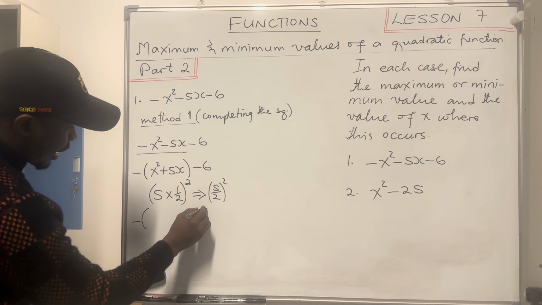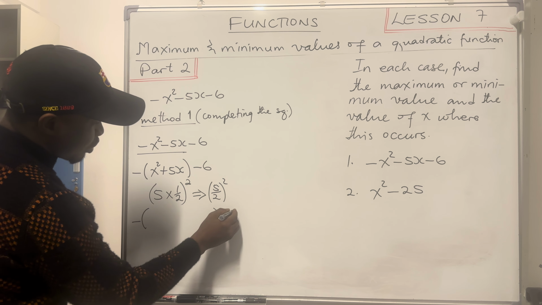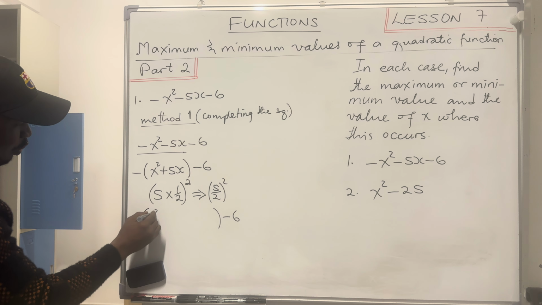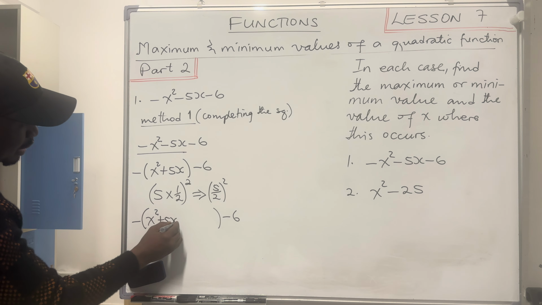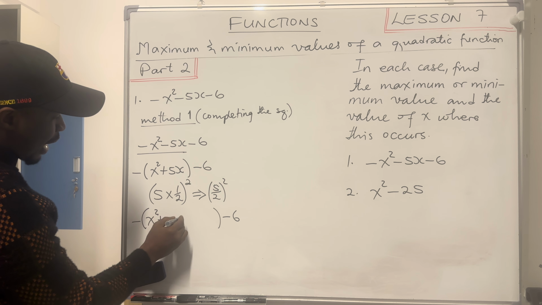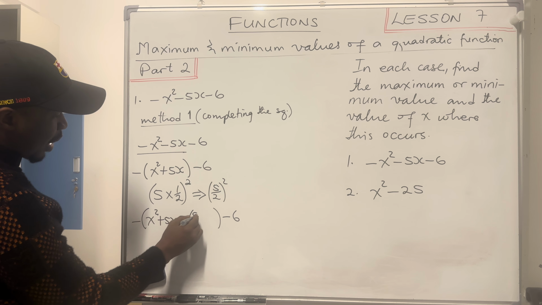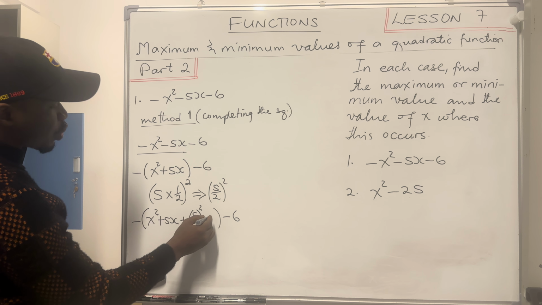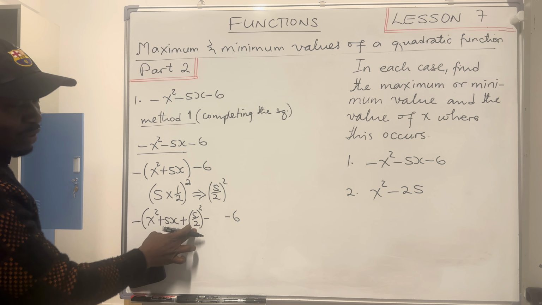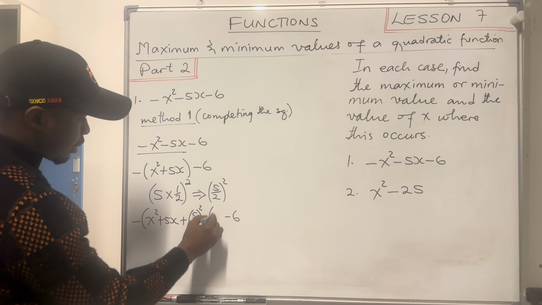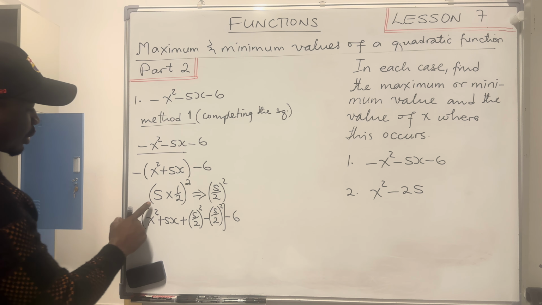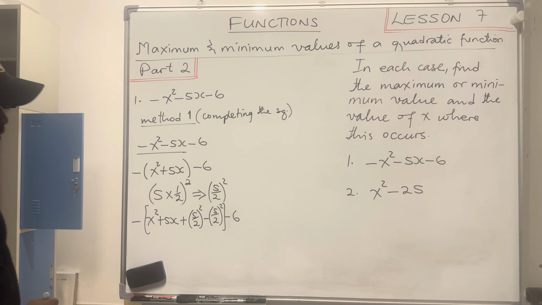Now we have a bracket here, then we have minus 6. In this bracket of two terms, we write x squared plus 5x. The reason I leave the space here is this: we add 5 over 2 squared, and we've added, so we subtract it again, 5 over 2 squared. The bracket changes.